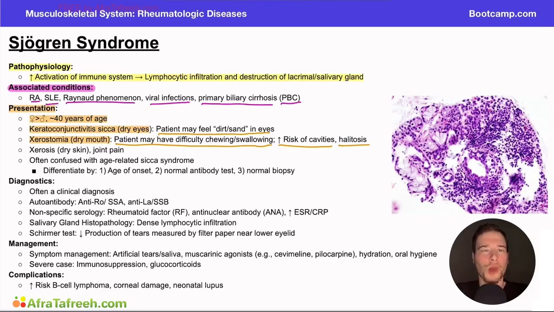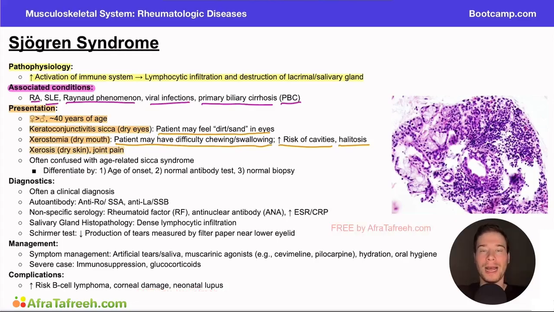So hopefully you start to develop a little theme here. These patients are really dry. Why are they really dry? Because we have destruction of their glands. And if we have destruction of the glands that produce saliva or other liquid substances in the body, it would make sense that these patients would have a dry presentation. Moving on, we can talk about things like xerosis or dry skin in addition to joint pain for these patients.